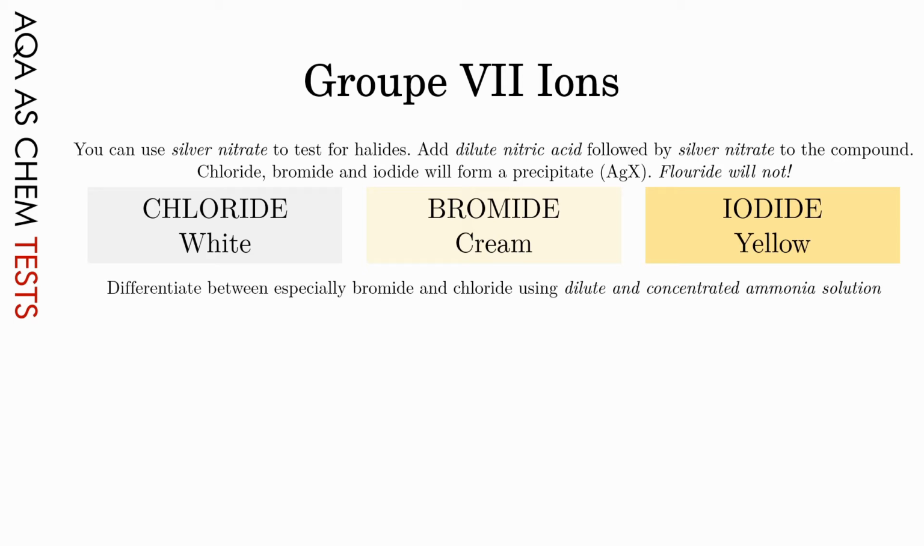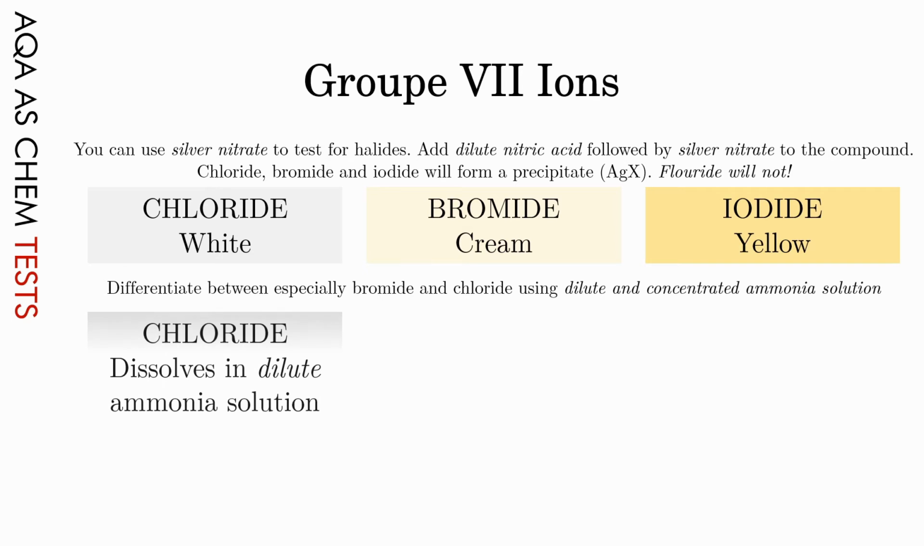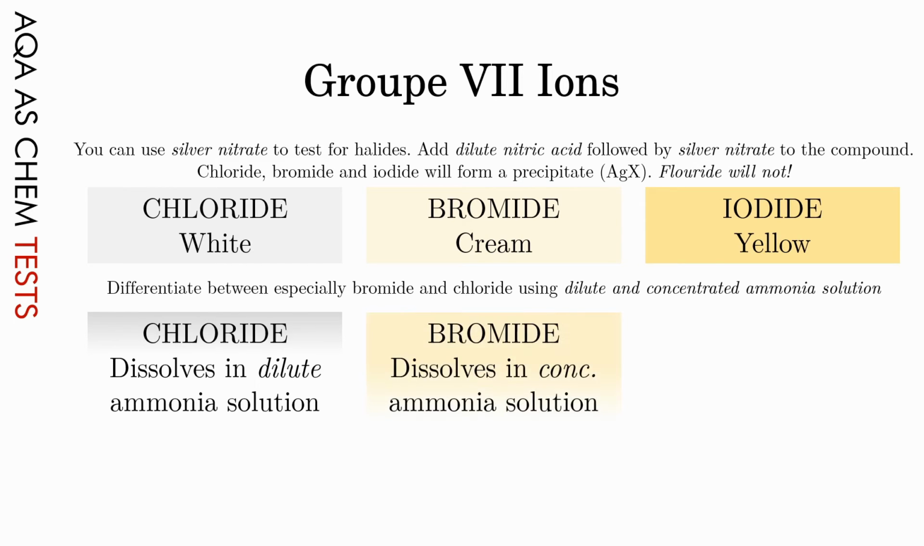Though chloride and bromide are both white-ish and so hard to tell apart. So how do we solve this? By doing an ammonia test with dilute and concentrated ammonia solution. So for chloride, it dissolves in dilute solution. Bromide dissolves in concentrated solution. Iodide, no. No, how about no?